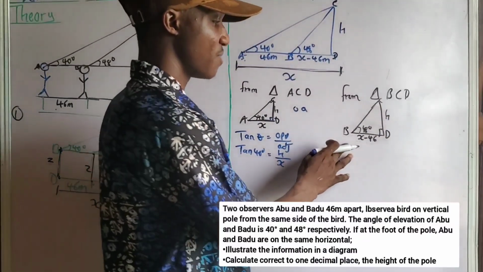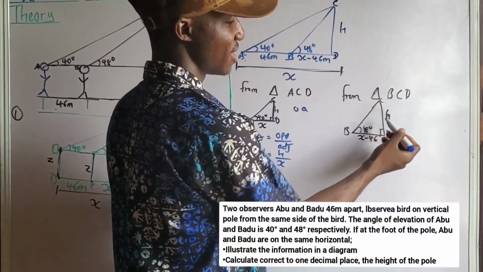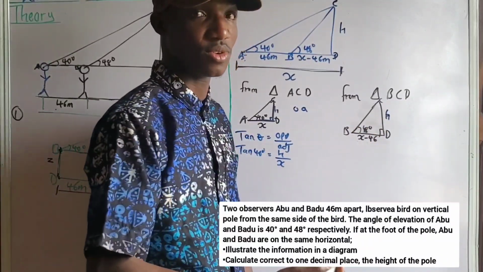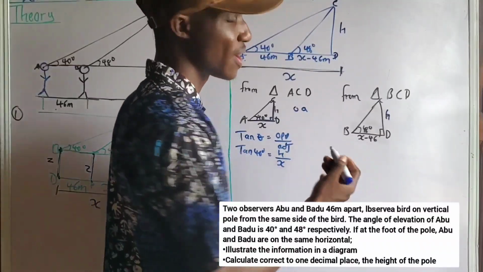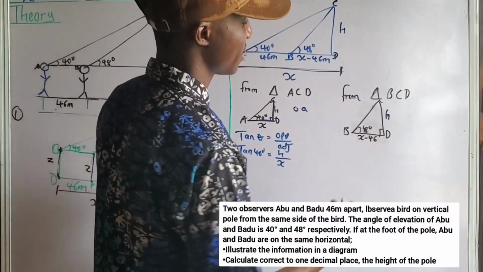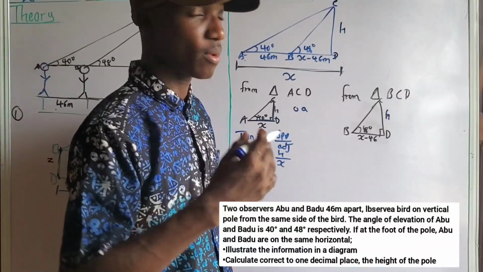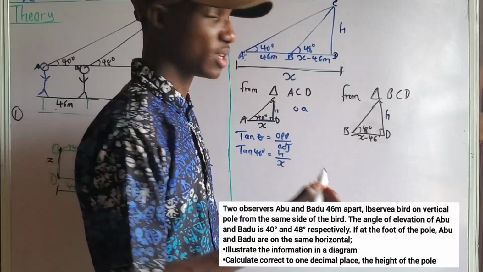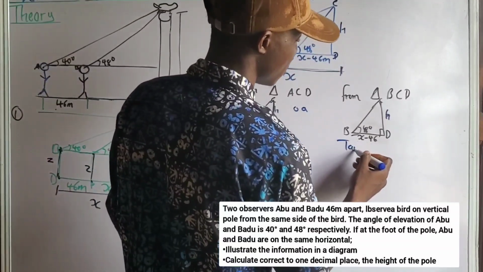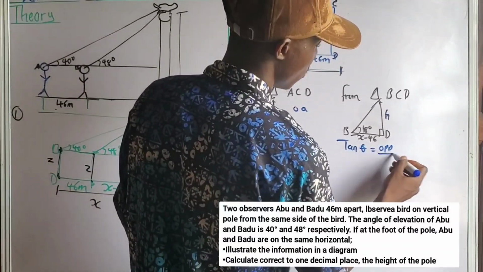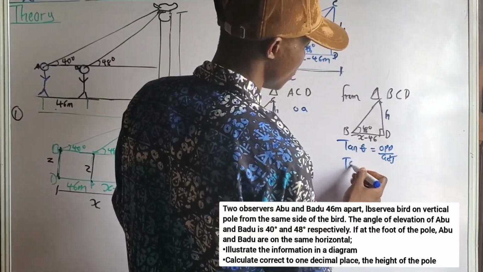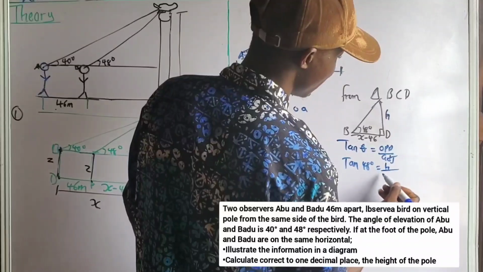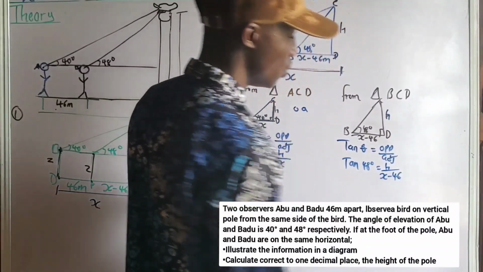With respect to what we have here, we are looking for the height, which is h, right? And the height on this triangle is the opposite, and we have derived an expression for the adjacent, which is x minus 46 meters. Now, what trigonometric formula are we going to use that combines both the opposite and the adjacent? It is still tan. So I'm going to have tan theta equals opposite over adjacent, right? So the theta now is 48 degrees. Tan 48 degrees is equal to opposite, opposite is h, and the adjacent is x minus 46. Do you understand?